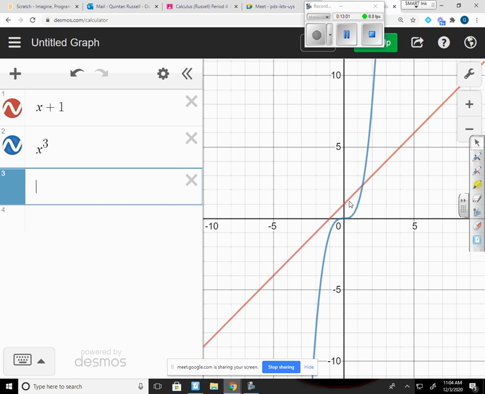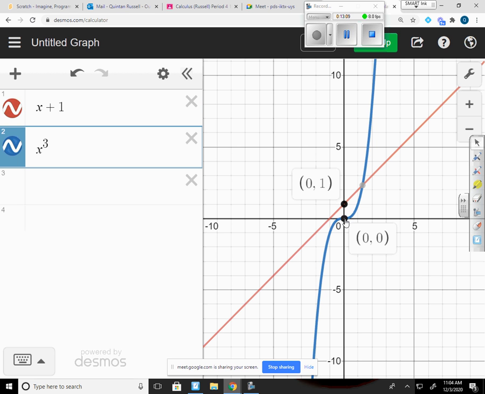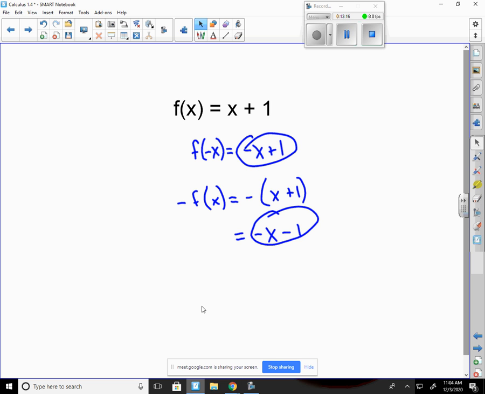Here, if I took this top piece and swung it around on here, it's not going to match up down at 0, 0. So graphically, you can see that that's not symmetric about the origin.